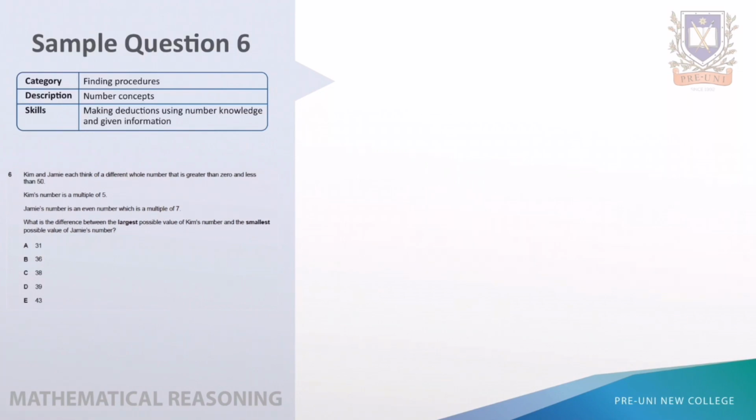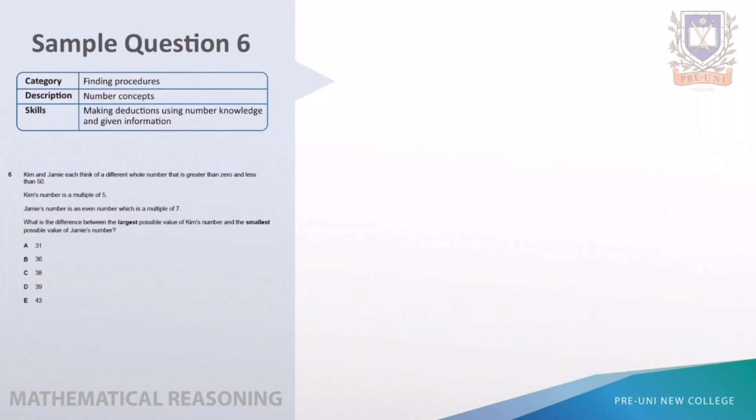Looking at sample question 6, we have the category of finding procedures, description of number concepts, and skills to make deductions using number knowledge and given information. So looking at the question, Kim and Jamie each think of a different whole number that is greater than 0 and less than 50. Kim's number is a multiple of 5. Jamie's number is an even number, which is a multiple of 7. What is the difference between the largest possible value of Kim's number and the smallest possible value of Jamie's number?